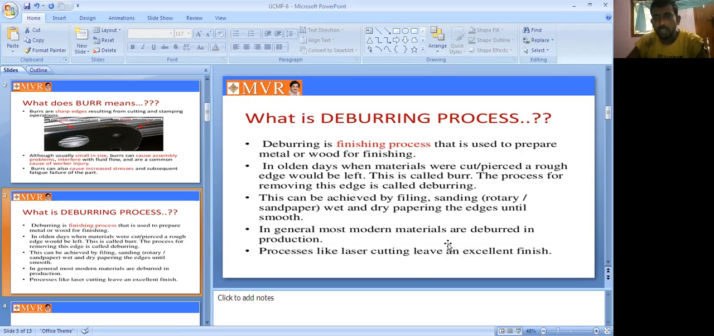In general, most modern metals are deburred in production. Most modern metals nowadays, where you are manufacturing so many modern parts, the materials are deburred in production also. For processes like laser cutting, laser cutting gives an excellent finishing, and we can see that finish on the part. So it is the deburring process.